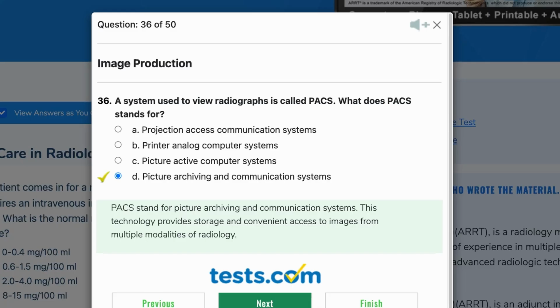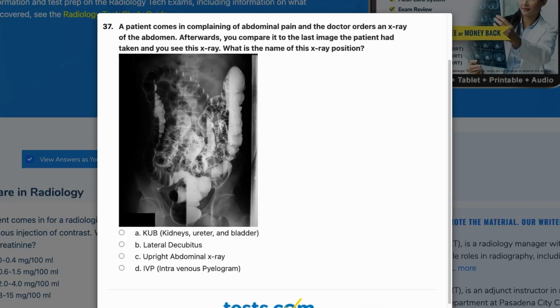PACS stands for Picture Archiving and Communication Systems. This technology provides storage and convenient access to images from multiple modalities of radiology. Procedures in radiology. Question 37. A patient comes in complaining of abdominal pain and the doctor orders an X-ray of the abdomen. Afterwards, you compare it to the last image the patient had taken and you see this X-ray.